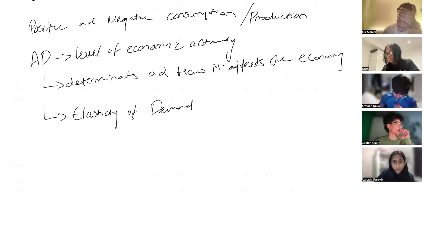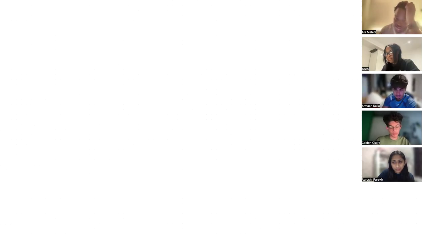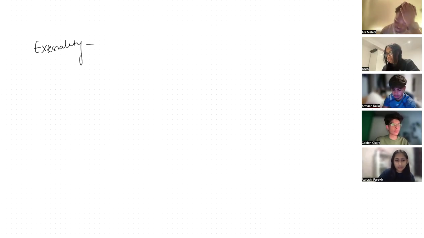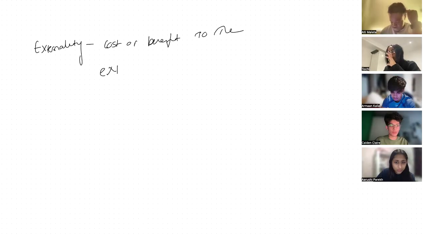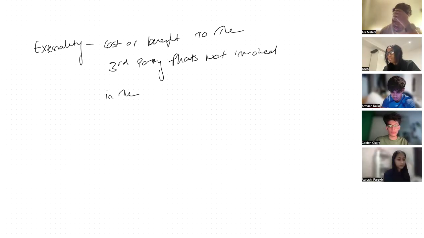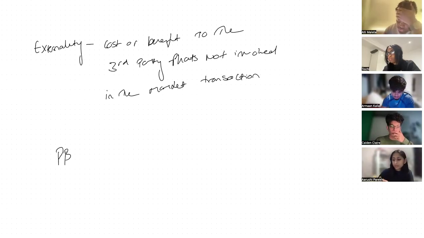So positive and negative consumption externalities. Can anyone tell me what an externality is? So how are we defining an externality? A cost or benefit to a third party that's not involved in the market transaction. Right. So the other things that we need to understand is what we mean by private, external and social. So what's the private benefit?